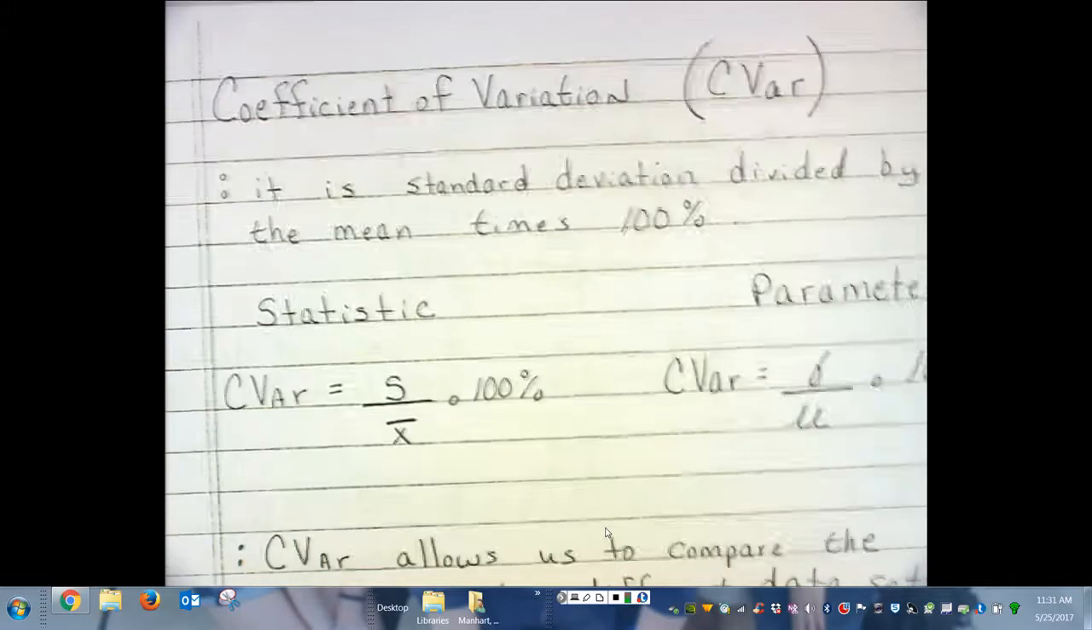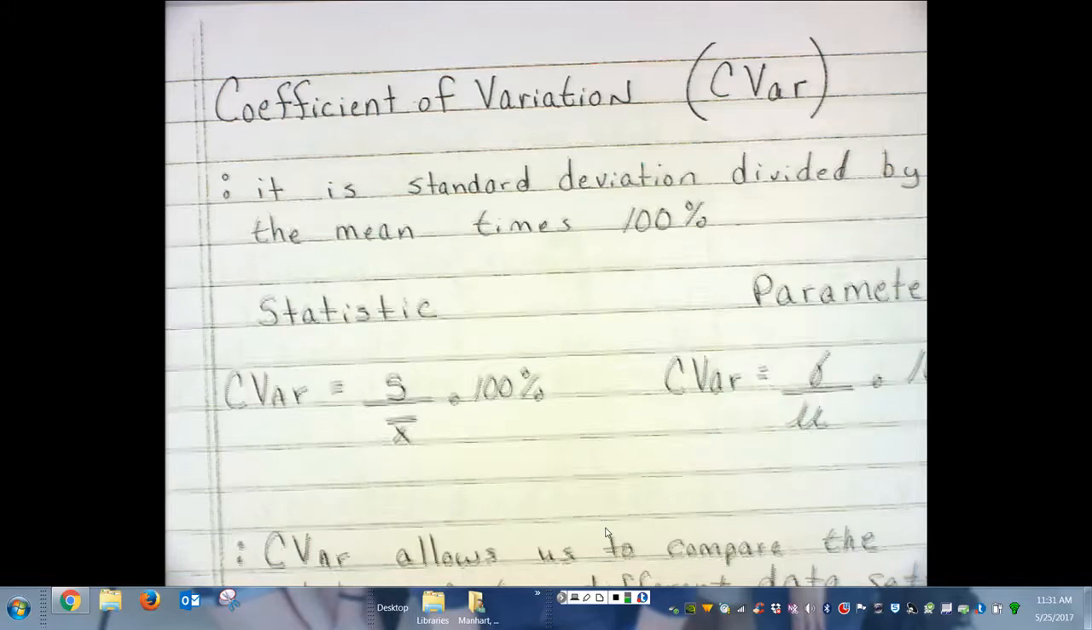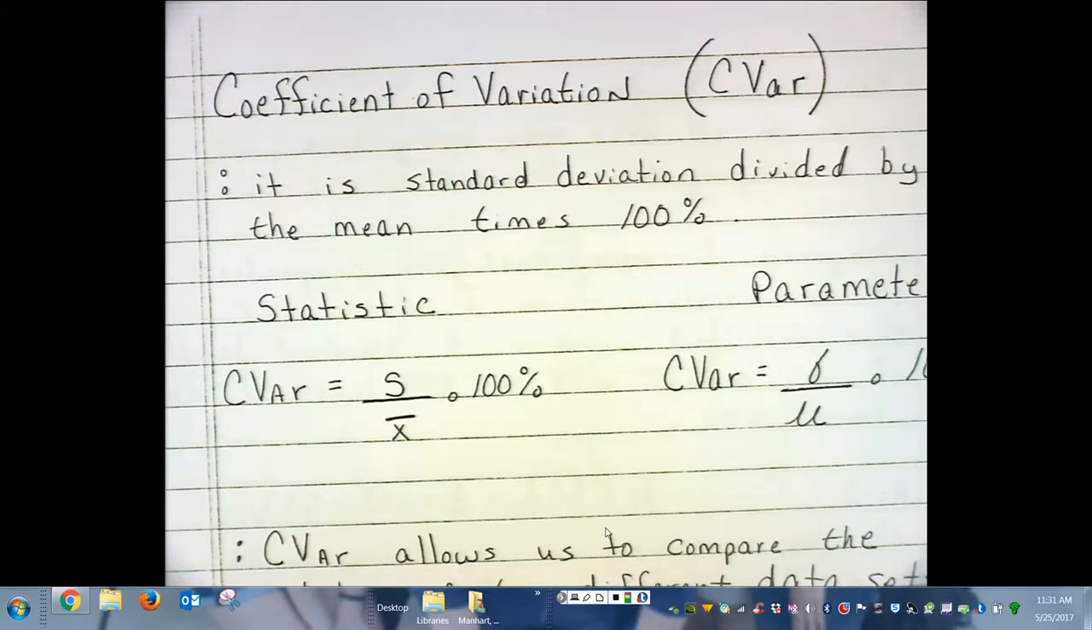For this lecture video, I'm going to talk about the coefficient of variation, and I'm also going to talk about Chebyshev's theorem. These two topics are covered in the lecture on measures of variation, but they can be somewhat difficult, especially Chebyshev's theorem.